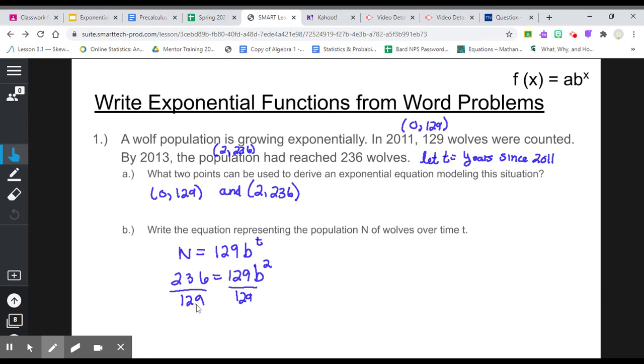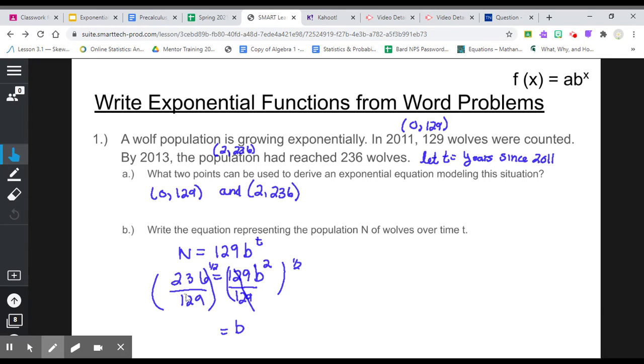So what I'm going to do is just leave it alone. I do know this cancels out. And my last step is just to raise both to the 1/2 power. So I'm going to raise this to the 1/2 power, which is the same as the square root. This raised to the 1/2 power is equal to b.